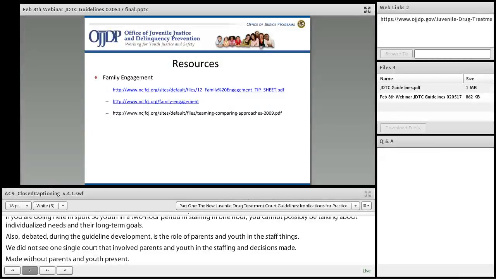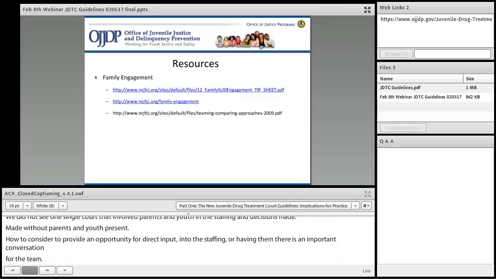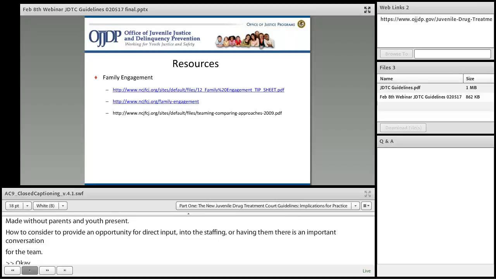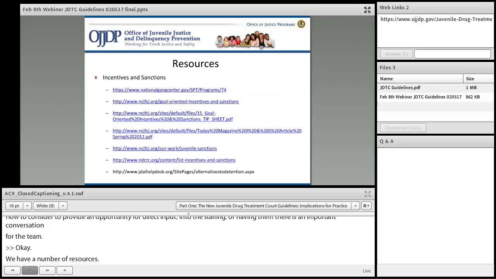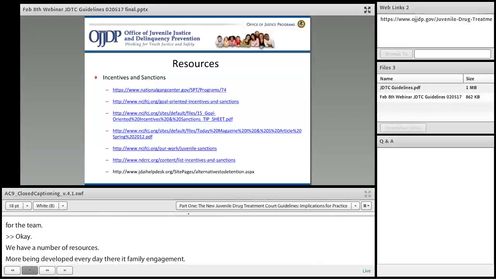All right, we have a number of resources again, and more are being developed every day. So these are our family engagement ones. And as you can imagine, we spend a lot of time thinking about incentives and sanctions, just like all of you do. So there's a huge list of incentives and sanctions resources.